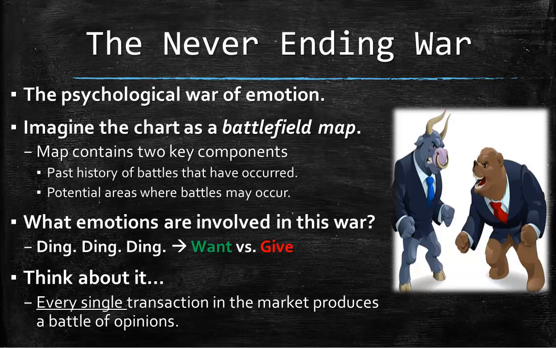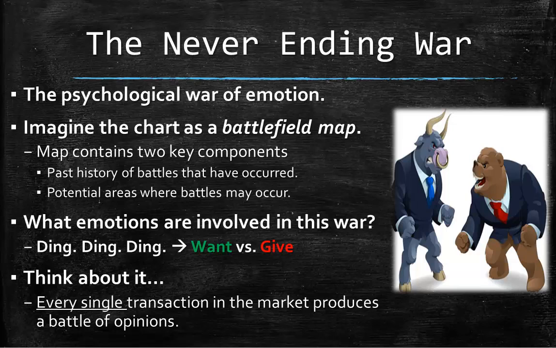So when we combine these two forces, these two characters, we get the never-ending war. And it's just a psychological war of emotion. So going forward, if this analogy works for you, fantastic. But this is how I always looked at it when I got started. Imagine the chart as a battlefield map. And the map contains two key components: a past history of battles that have occurred, and then kind of like a futuristic map of potential areas where battles may occur.